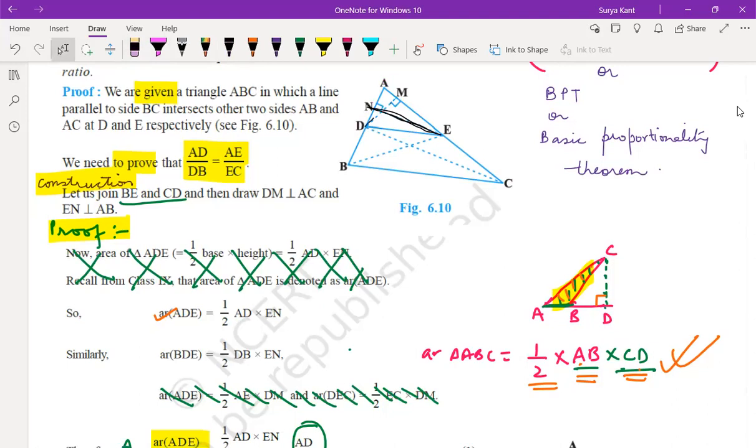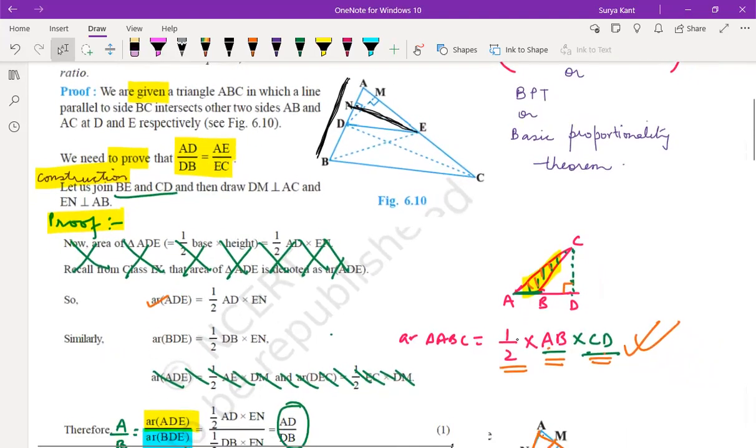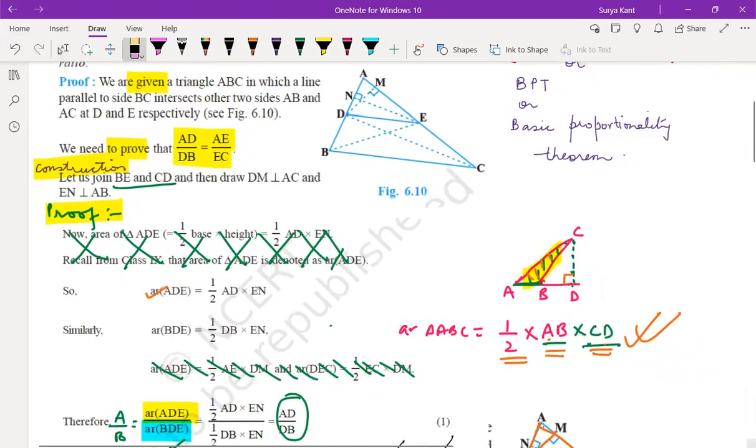You might be wondering that DM is also 90 degrees. That is also 90 degrees, but right now we are just considering the AB line. Don't consider AC, which is perpendicular to this one. Only consider AB. On the AB line, what is perpendicular? EN is perpendicular on the AD line. So half base into height. Here base becomes AD and height is EN. Is it clear to everyone, children? Is it clear how AD into EN is coming? Are you getting this point?